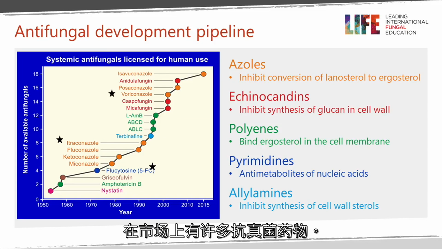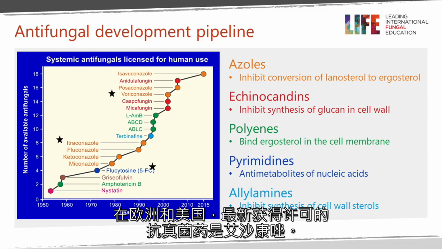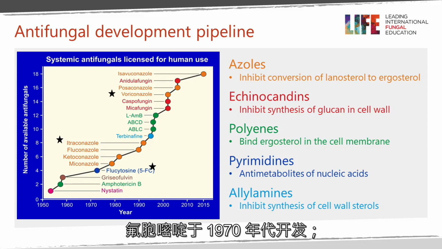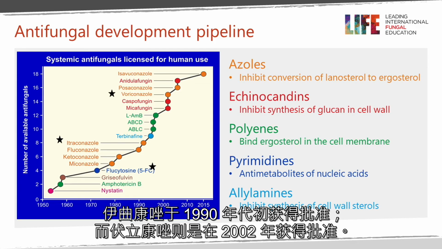So there are many antifungals on the market. The last licensed antifungal in Europe and the States is Voriconazole, and the drugs we're going to talk about today: Flucytosine was developed in the 1970s, Itraconazole approved in the early 1990s, and Voriconazole in 2002.